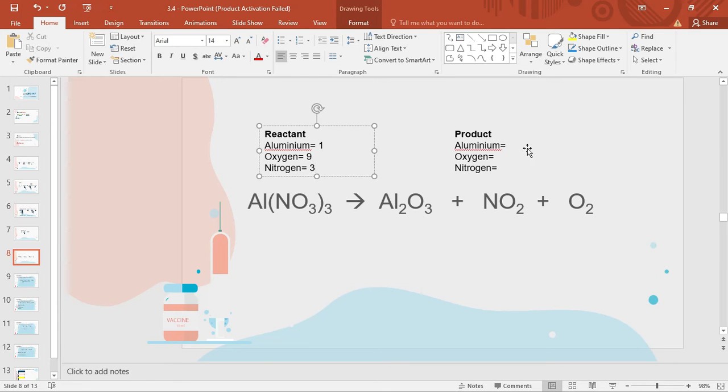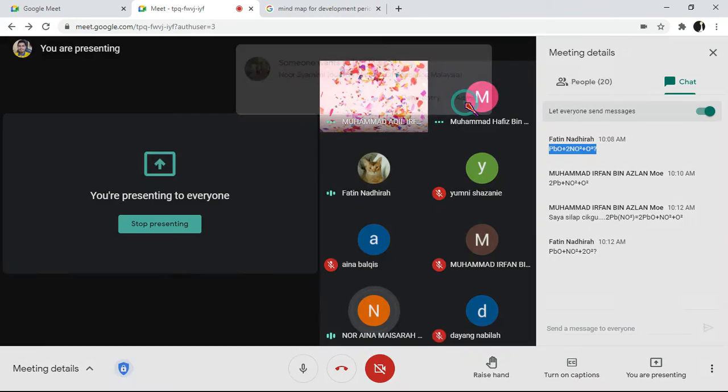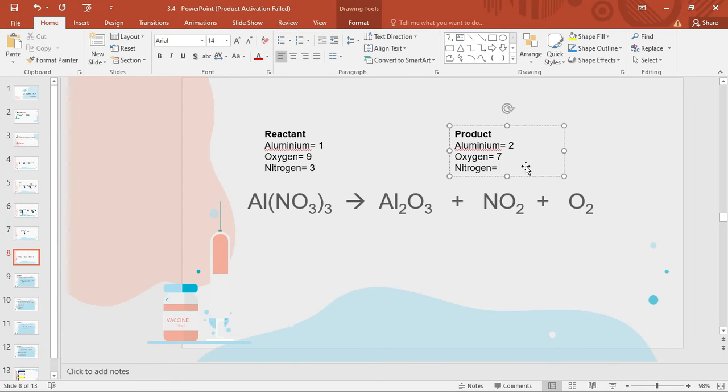Product: aluminium 2. Oxygen 7, because O3 plus O2 plus O3, O2. Nitrogen 1.